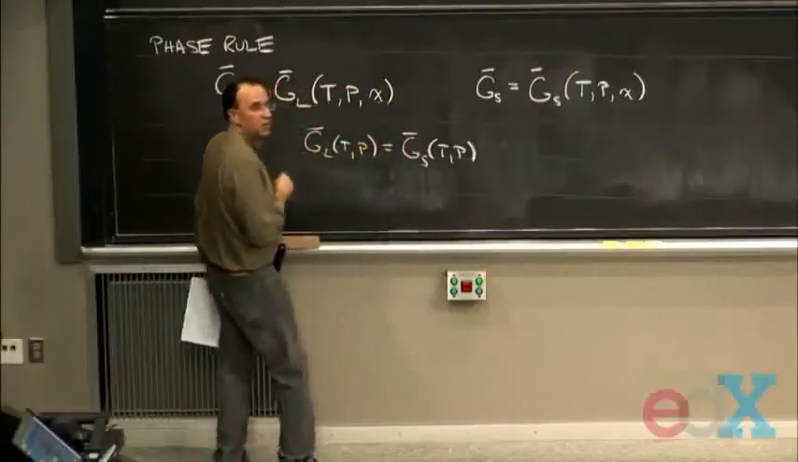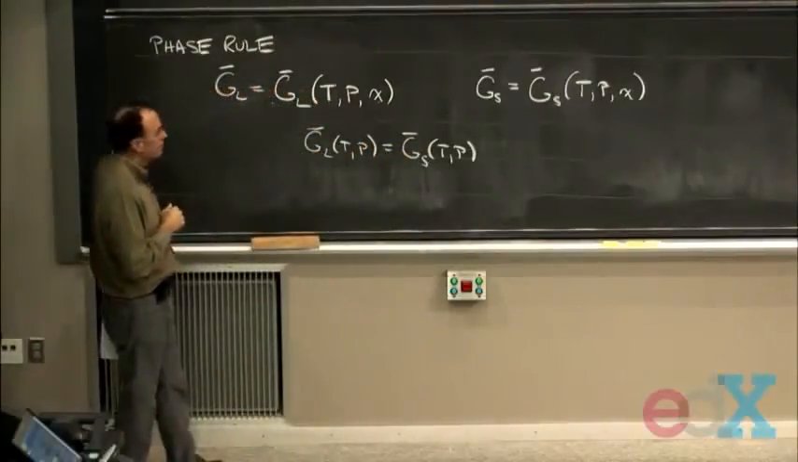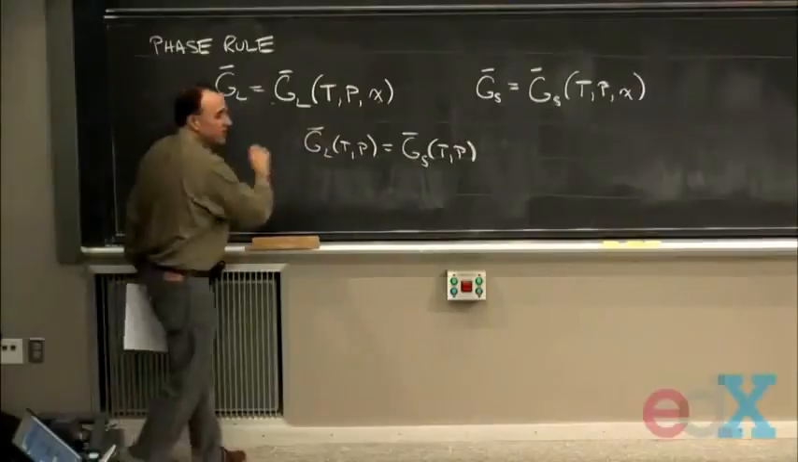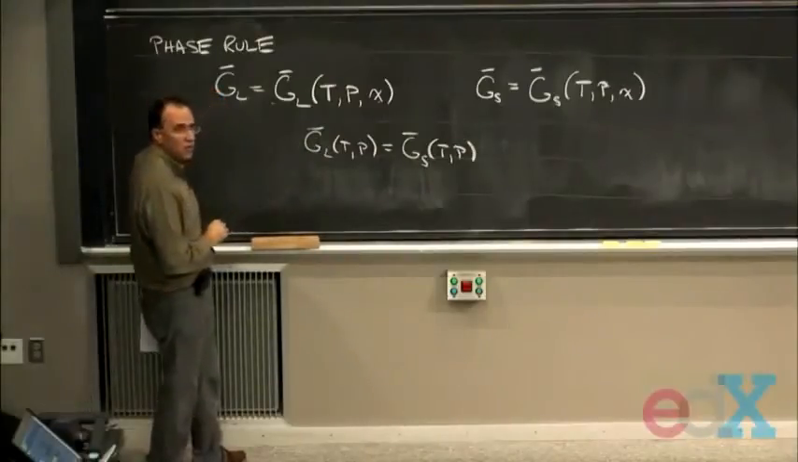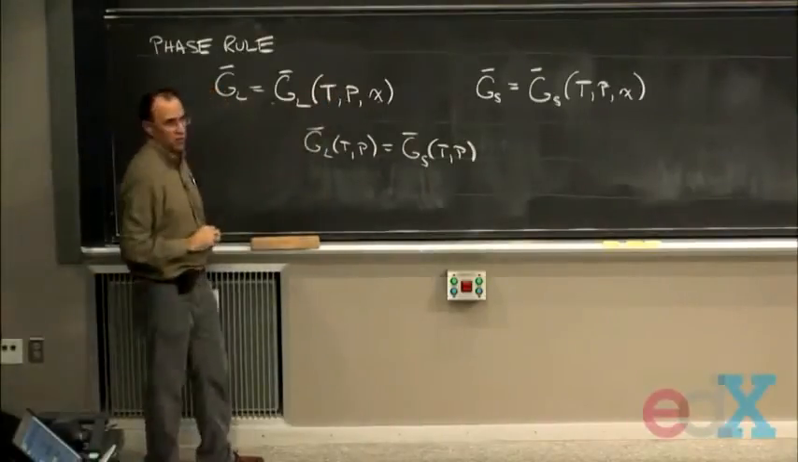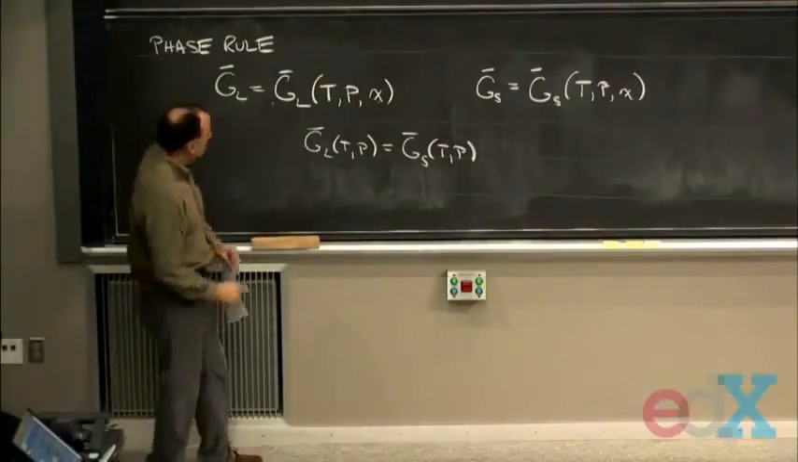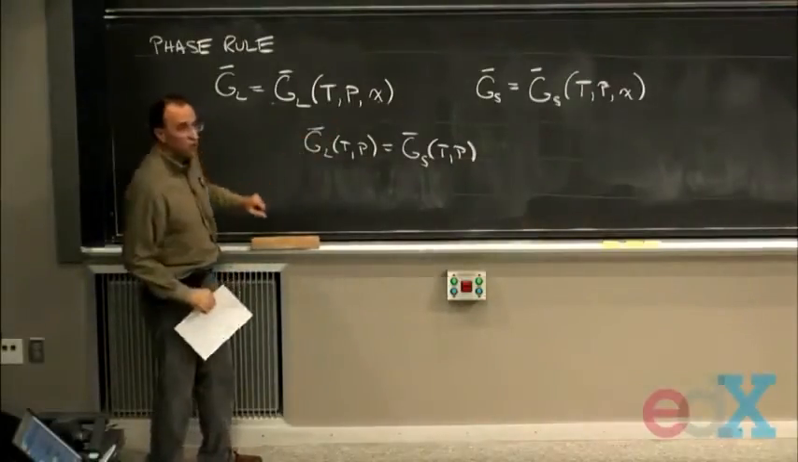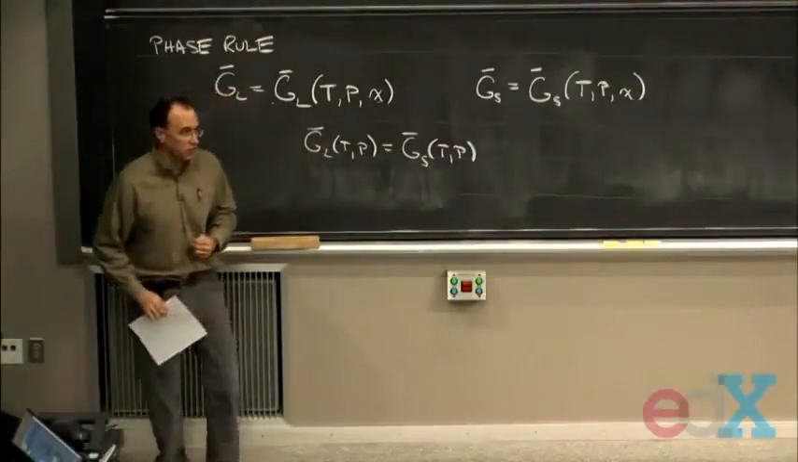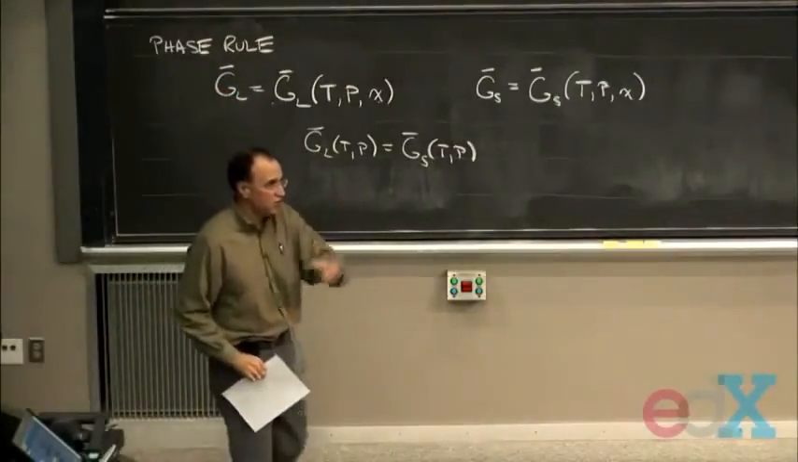There has to be a P. If I just have a single phase, there's no requirement, right? So I can have any temperature and pressure within that phase region. So in other words, when I have a single phase, I have 2 degrees of freedom. 2 things I can change.